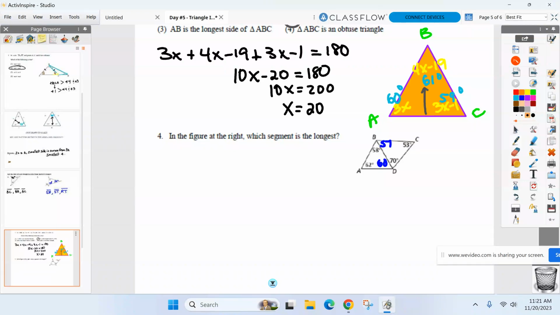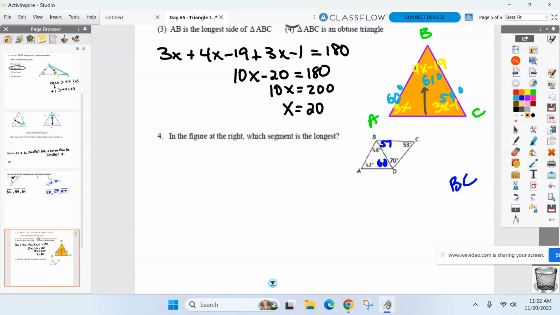So is everybody good here? Now I know most of you are just going to be like, oh, this one's going to be easy. I just look at the biggest angle, which is 70, look across. My answer is BC. It's not how this works. Now that might be the answer, but that's not how we go about it. What I just said, where 70 was the biggest, look across, that's the biggest side in triangle BCD.